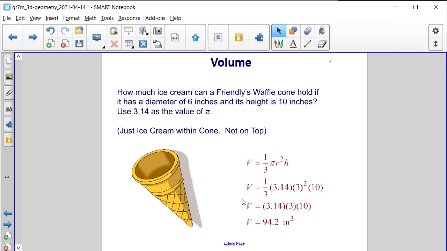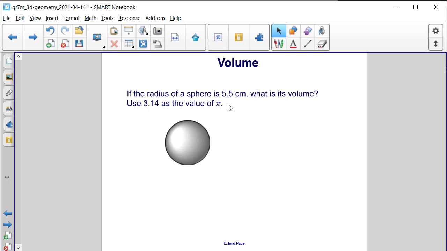And here are the calculations to answer this question, and it does indeed match our solution that we found of 94.2 cubic inches. If the radius of a sphere is 5.5 centimeters, what is its volume? Use 3.14 as the value of pi.